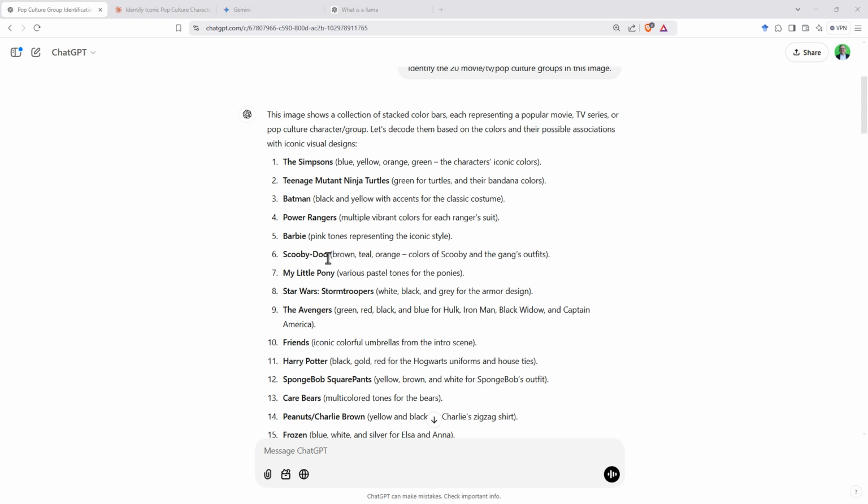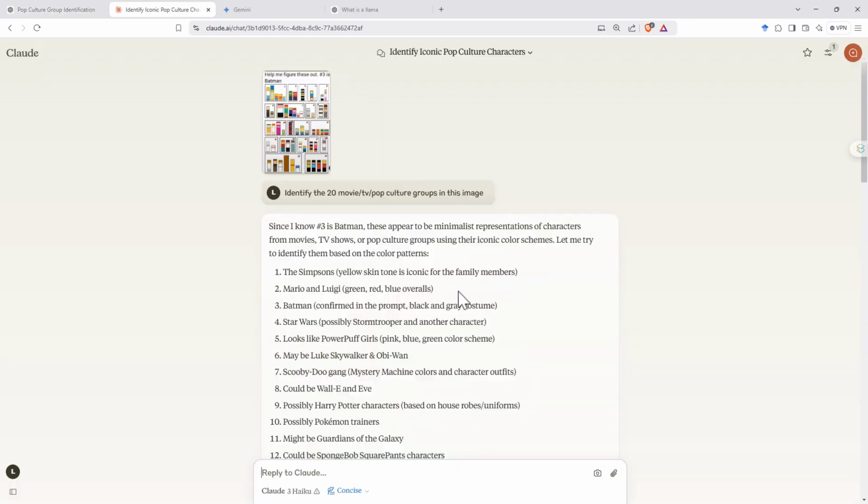Here's the colours, and so I saw these colours, and then I tried to match these colours up. And the logic that it's used actually kind of makes a bit of sense. If we have a look at Claude, similarly, it's got Simpsons, it's got Mario and Luigi, it's got Batman, so it made a good start again. And then kind of goes off kilter.